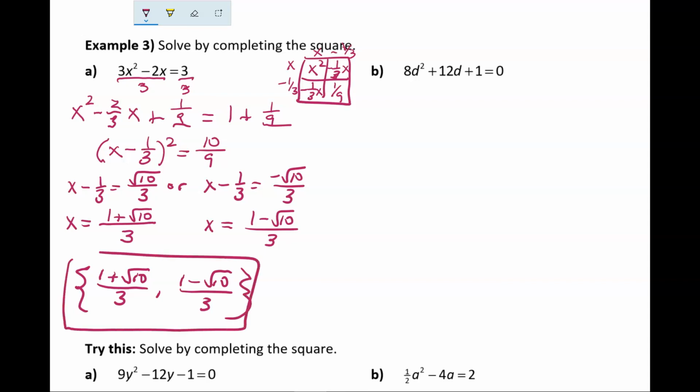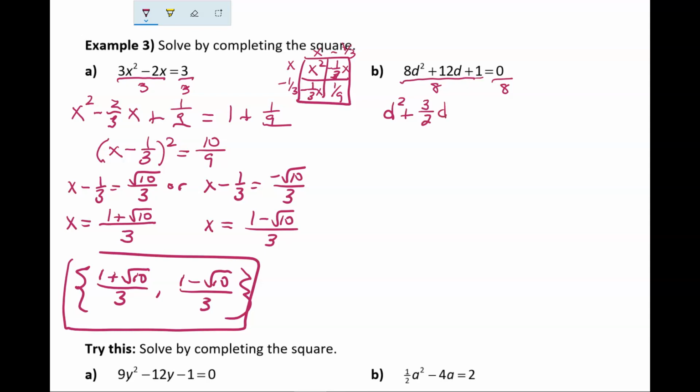All right, let's try another one. This one, we need to divide both sides of this equation by 8 to produce a first coefficient that's equal to 1. Let's reduce the fraction 12 over 8. That would be 3 over 2.